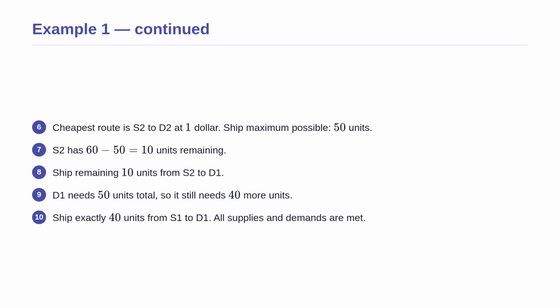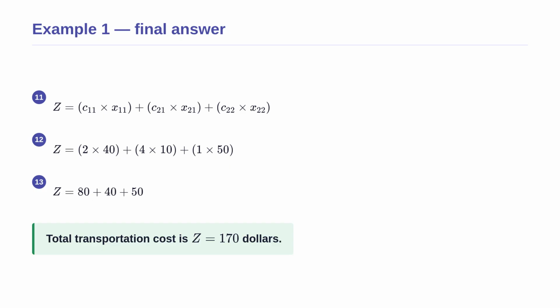Now, Destination 1 still needs 40 more units to meet its total demand of 50. Conveniently, Source 1 has exactly 40 units available, so we ship all of them to Destination 1. Our plan is complete. Now that we have our shipping plan, let us calculate the final bill.